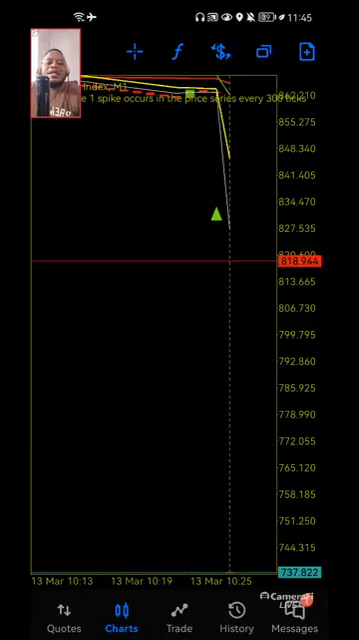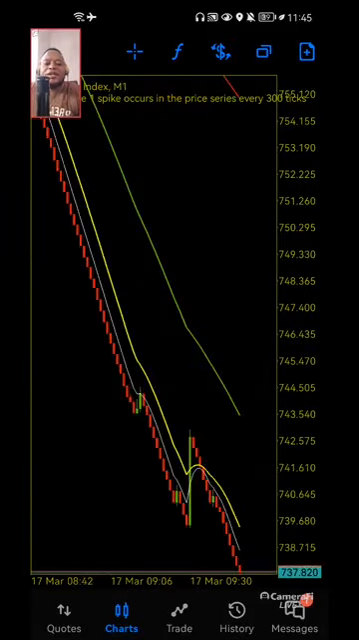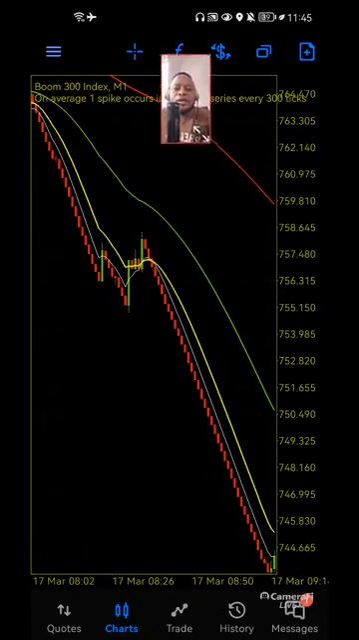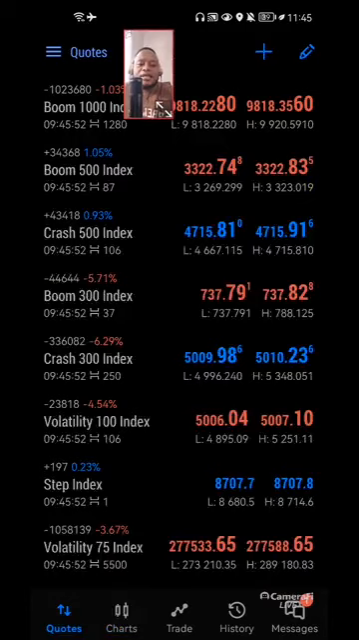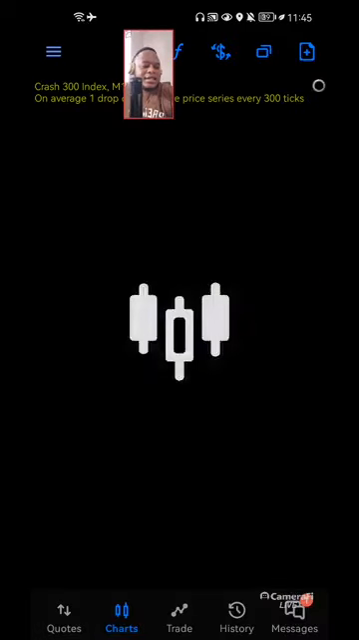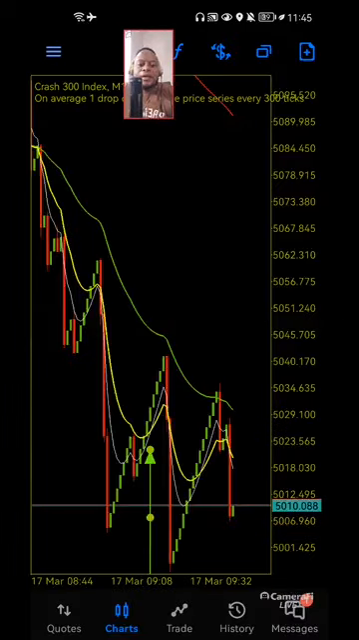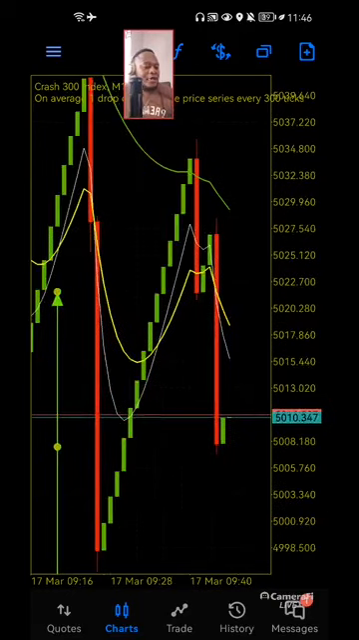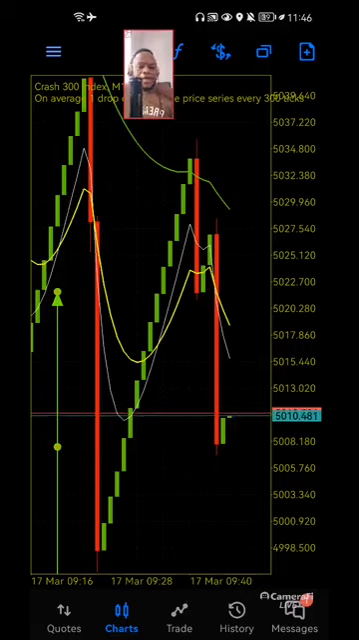So at this moment in time, which one is this one? This is Boom 300. Boom 300 has been going down. I want Crash. Which means at that moment, somebody is going to be out. I'm raising an $8 account.